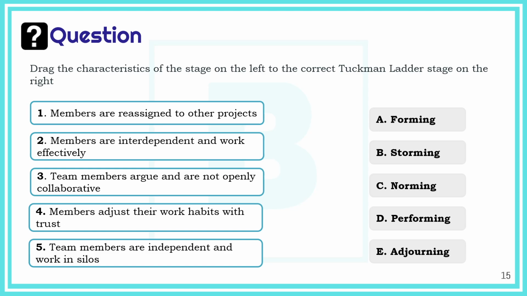And as usual, we always tell you, in a drag and drop question, always try to look for a keyword. For example here, reassigned, that means adjourning. Here, interdependent, work effectively, which means performing. Here, argue, not collaborative, which is storming. Here, adjusting with trust, which is norming. And here, work in silos, which is the forming stage. Okay, so these were the answers for question 1.